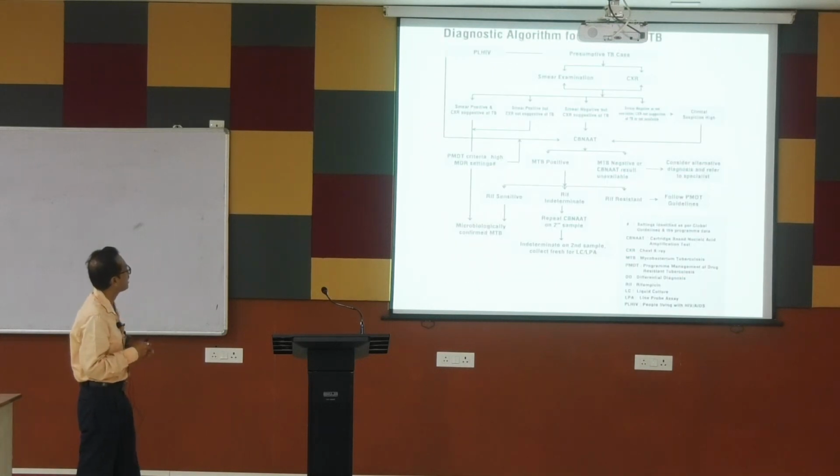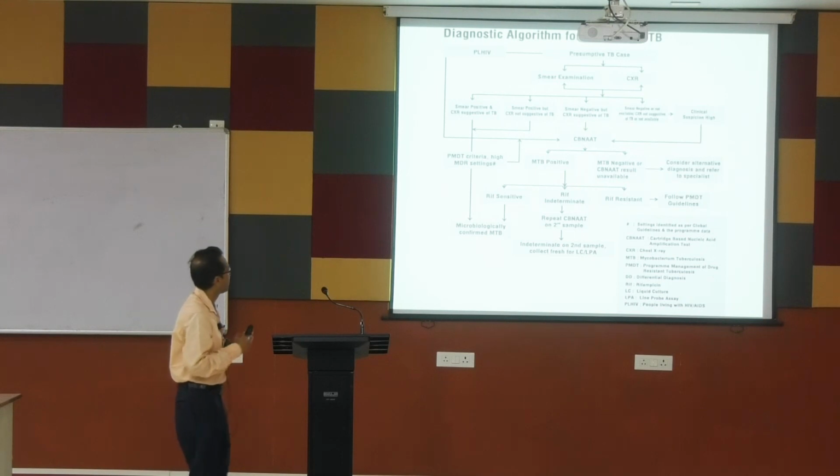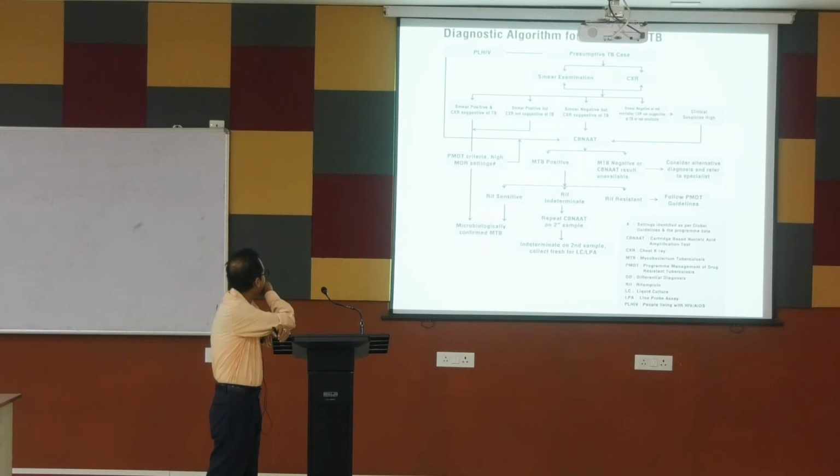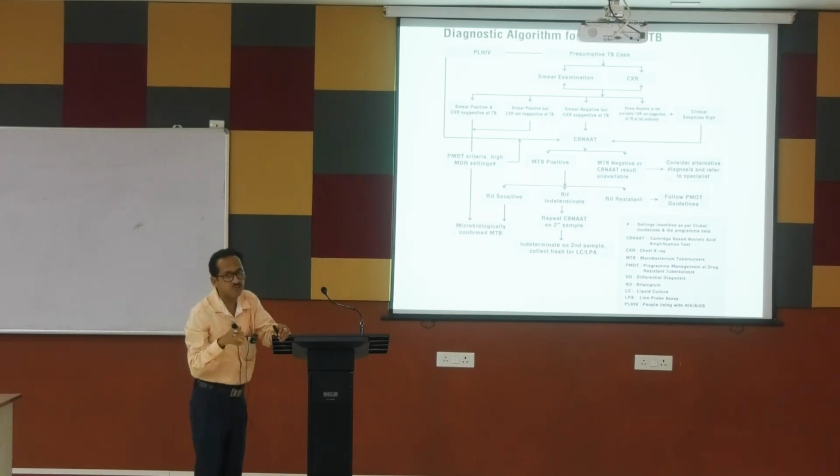So this is the diagnostic algorithm. Everything is in a single chart. Whenever there is any presumptive TB case, sputum smear examination and chest X-ray are to be asked. If it is smear positive and chest X-ray suggestive of tuberculosis, then next is smear positive but chest X-ray not suggestive of tuberculosis, and smear negative but chest X-ray suggestive of tuberculosis. So these are the cases where you need to send to the next level.